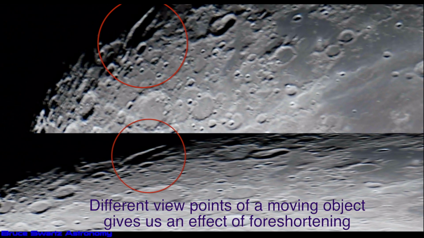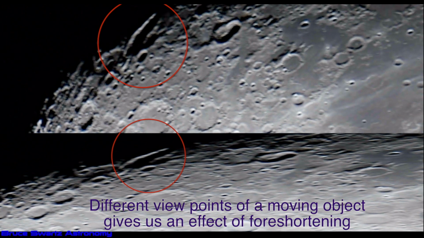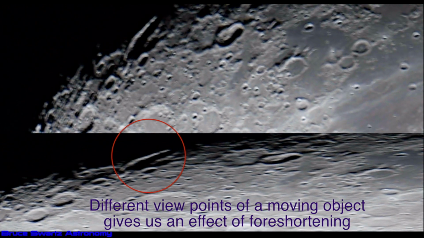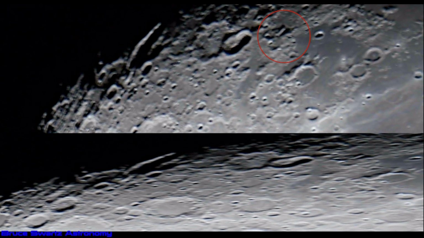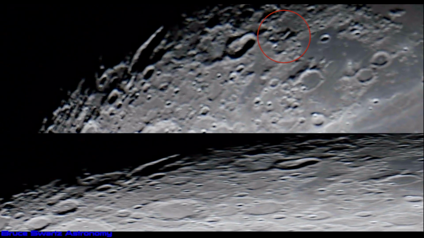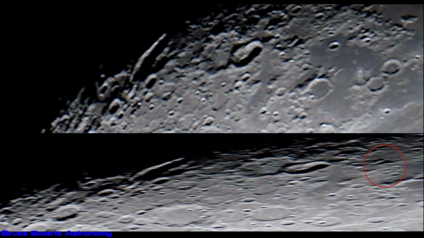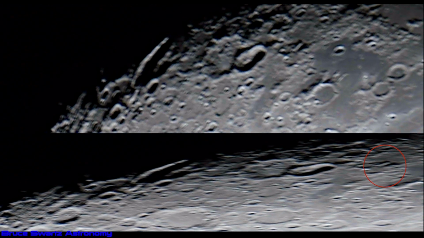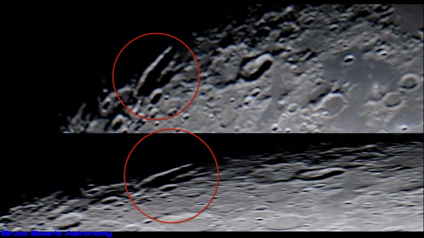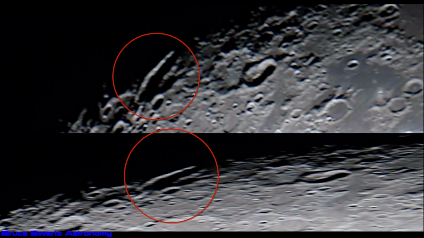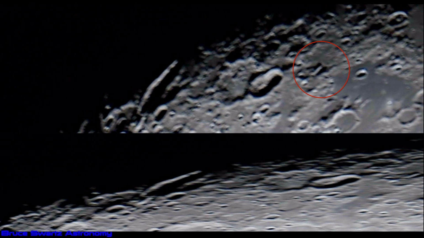Different viewpoints of a moving object give us an effect of foreshortening. Look at the different times that I filmed the moon, depending on where the Terminator line was and, of course, where the moon was. Look at that tunnel over to the right, which I've shown before many different times. Of course, we're far away. And here you see it a lot more flat. Well, that's the foreshortening and libration, because you're filming from two moving objects. And that's the difference in what they looked like. I wanted to share that with you all.